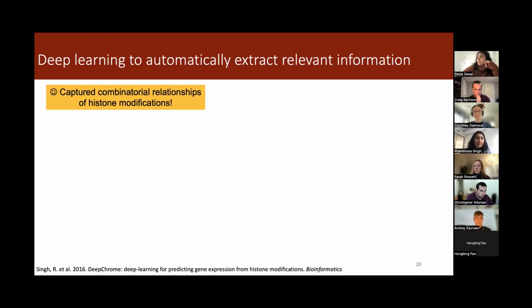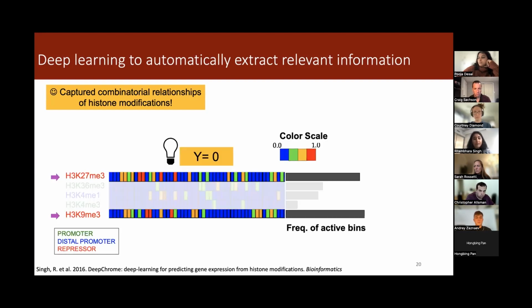To our delight, we showed that we were able to make accurate predictions of the gene expression from the data, suggesting that we were able to capture the combinatorial relationships between histone modifications. But more importantly, we did not stop there. We actually spent some time doing interpretation on our model, and we found this very interesting result.